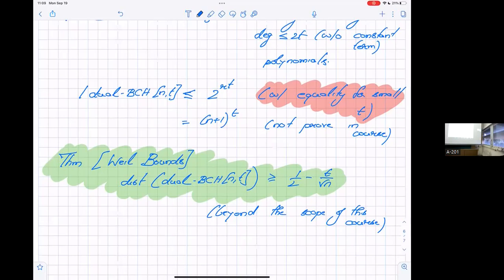Dual BCH we have already seen and fully analyzed. It depends on Weil bounds, which will be out of the scope of this course. I can put it as one of the projects if one of you is willing to present it. So Swastik has nice lecture notes for Weil bounds. We can discuss that as one of the projects.